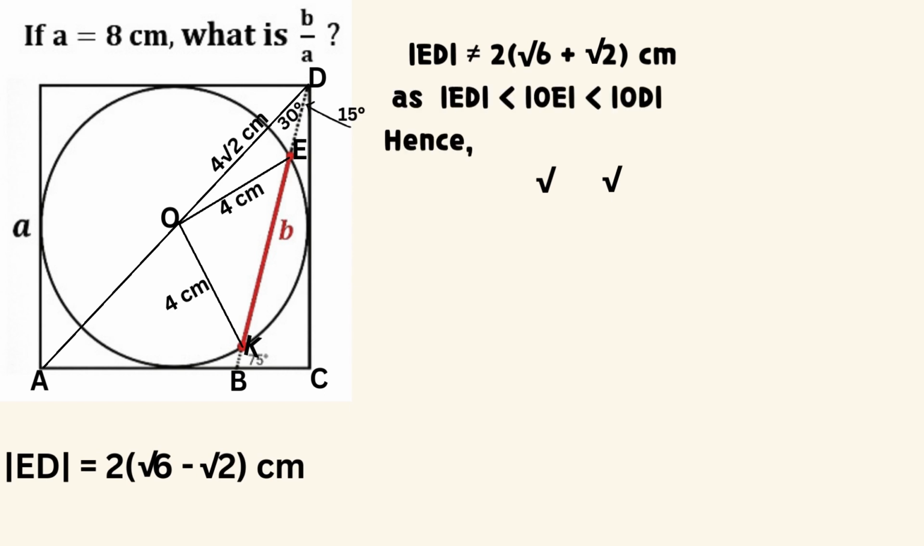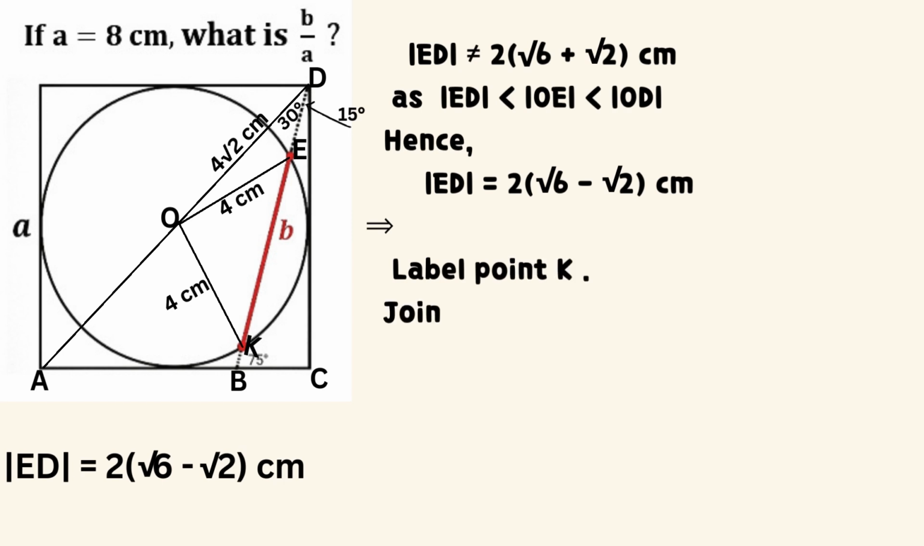Line ED is not equal to the product of 2 and the sum of the square root of 6 and the square root of 2 in centimeters. It is because line ED is less than line OE, which is less than line OD. Hence, line ED equals the product of 2 and the square root of 6 minus the square root of 2 in centimeters. This implies that label point K. Join line OK. Hence, line OK equals R, which equals 4 centimeters.